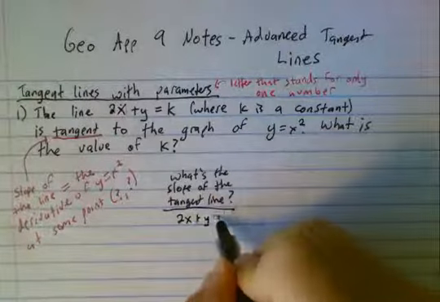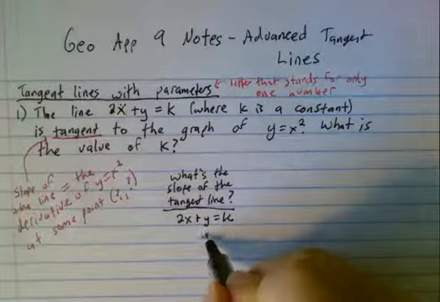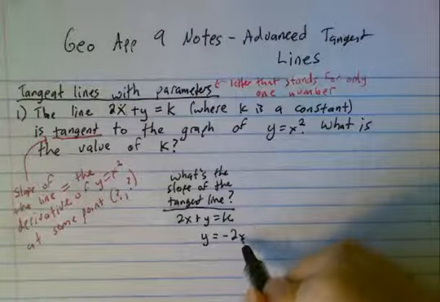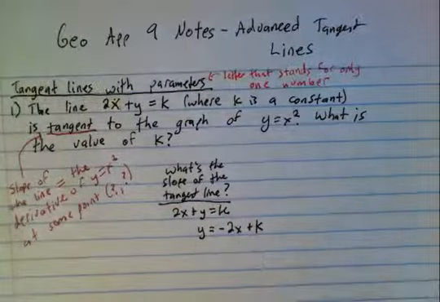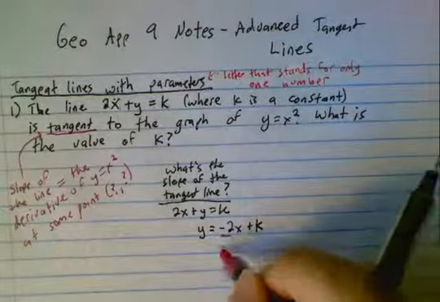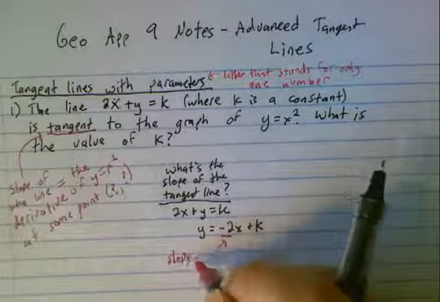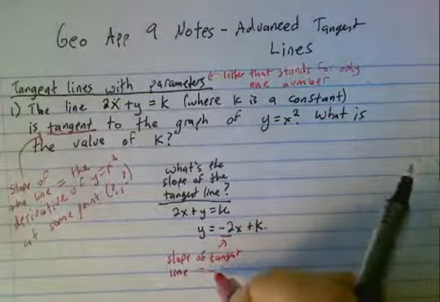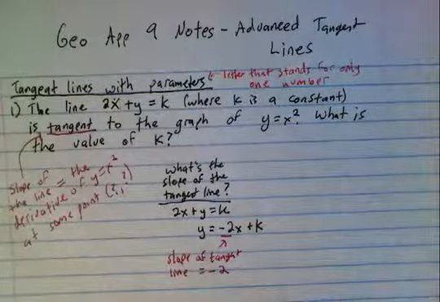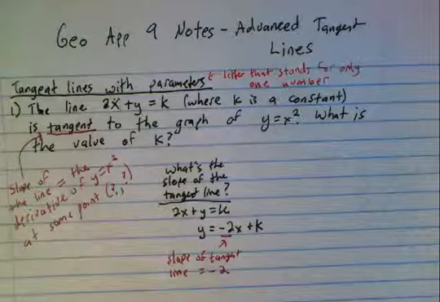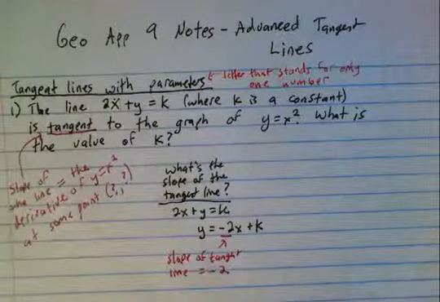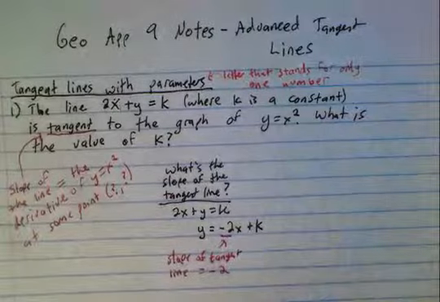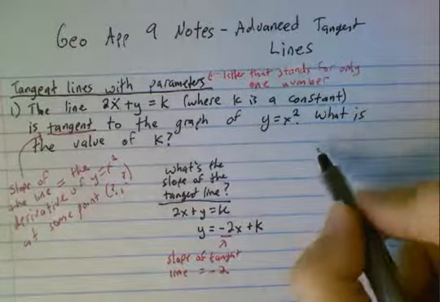Two x plus y equals k. To get slope-intercept form, we simply get y by itself, so negative 2x plus k. So that means that the slope of the tangent line is negative 2. Now, somewhere, for some value of x, we know that y equals x squared is also going to have a slope of negative 2. So let's figure that out.